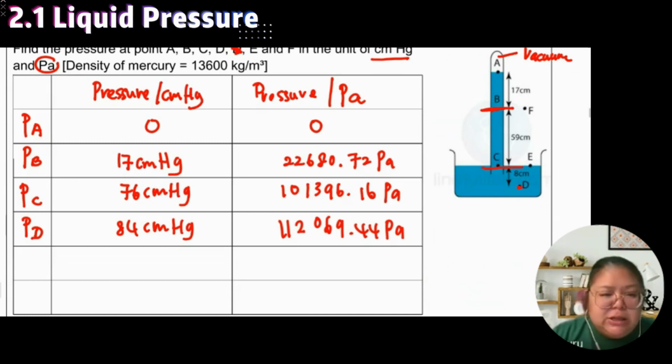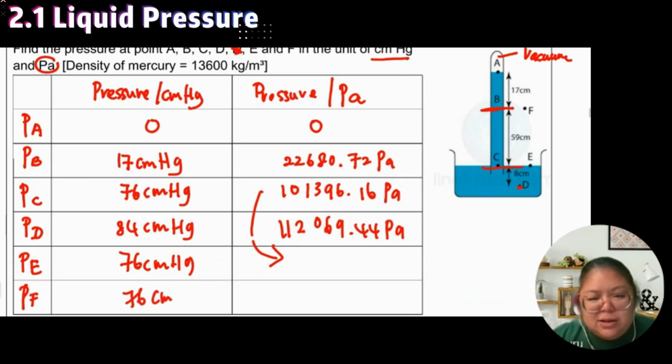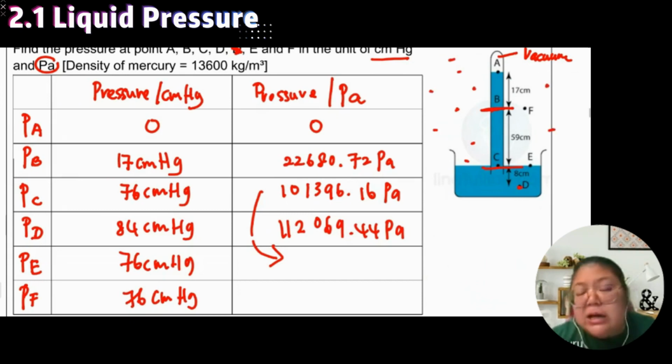Next one, PE, where is it? PE is the same as what? E and F are the same as C. Okay, C is certainly the same, same level. We go to E and C, 76 cm mercury. How about F outside? F is certainly atmospheric too. No matter where, it is also 76 cm mercury, because it is atmospheric pressure. So that is the answer. Now we go and see the next one.